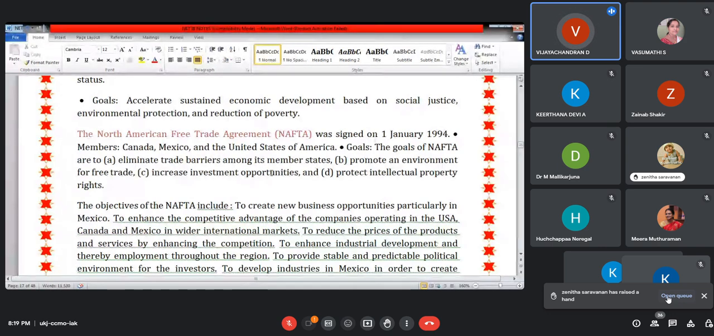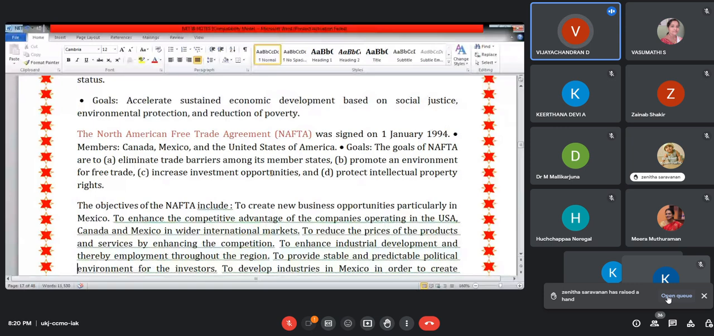As you know, in order to eliminate the trade barriers, also to eliminate the tariff, also promoting their environment and the economic development. These objectives are common for all the trading blocks. So you don't worry about the objectives of the trading blocks. For any trading block, what is the major objective? The major objective will be to eliminate the trade barriers. Also, if there is any problem in the member countries, that will be resolved by the organization.